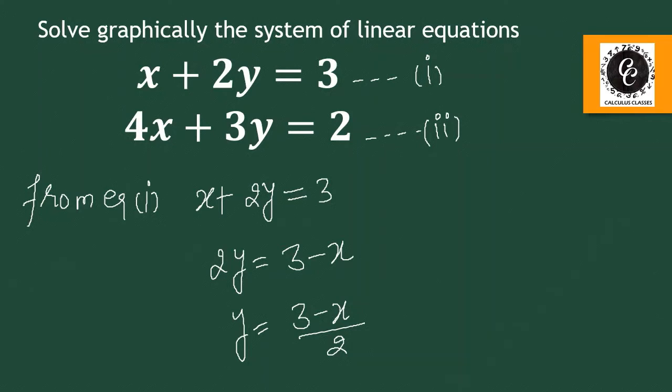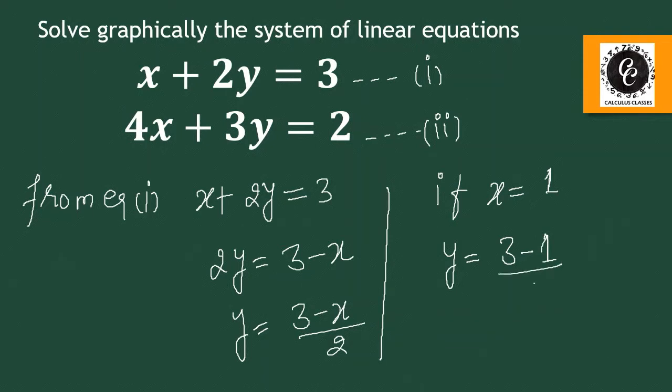There is no hard and fast rule that you have to keep this value or that value, but you should keep one thing in mind, that the calculation must be easy. Suppose I'm taking the value of x equal to 1. If I take x equal to 1, what would come? 3 minus 1, because in place of x, 1 comes. 3 minus 1 is 2. 2 divided by 2. Here we find the value of y is equal to 1.